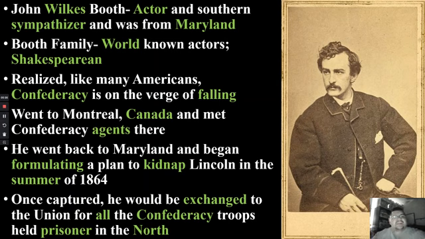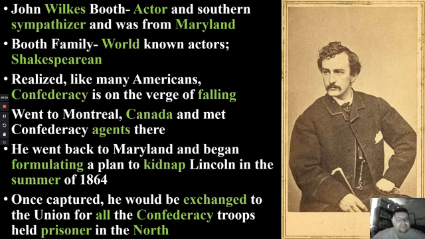Now, Booth realized, like a lot of Americans, that the Confederacy, the South, was on the verge of losing. They had lost so many major battles, and things were getting worse and worse. So he goes to Montreal, Canada, where he meets some Confederate agents who tell him, if you really want to help us, you need to do something, if you're serious. If you're not serious, get out of here, don't waste our time. So Booth goes back to Maryland, thinking, I've got to do something. And it hits him: I'm going to kidnap Abraham Lincoln.